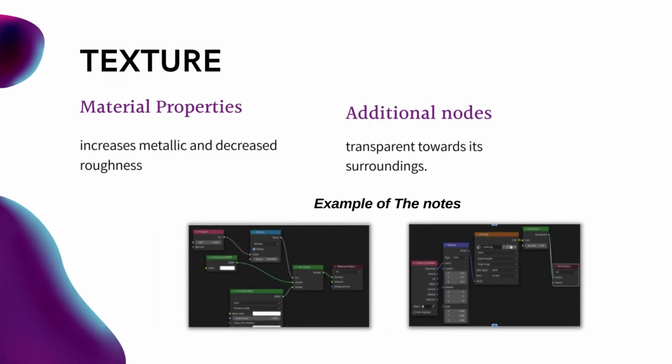Alright, for the texturing, we just use a simple texture setting in the material properties, which increases metallic and decreases roughness to make the object shiny, and vice versa. Except for the safety spectacles and screwdriver, where we use additional nodes to make them more transparent toward the surroundings.